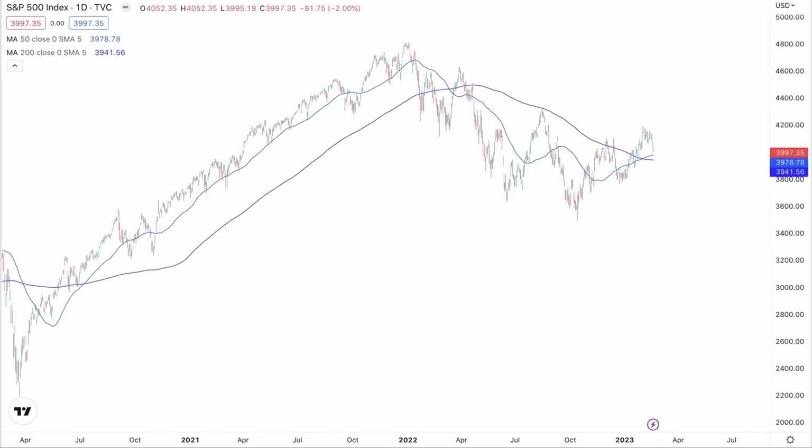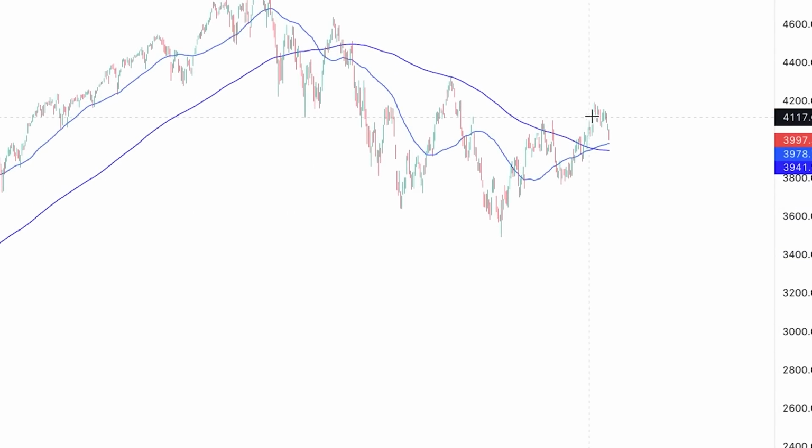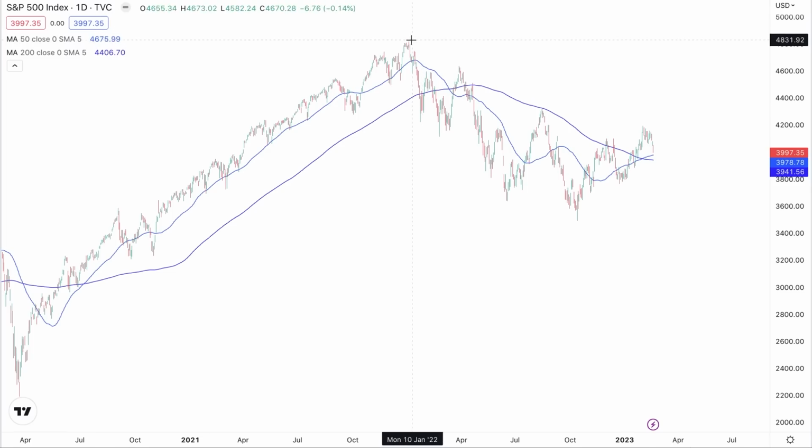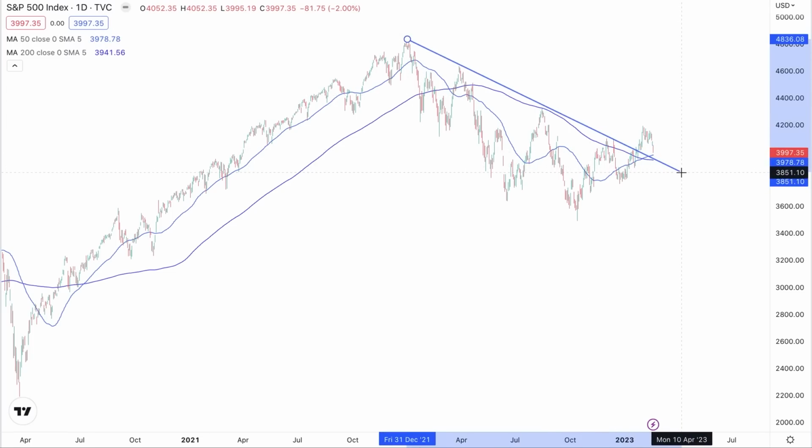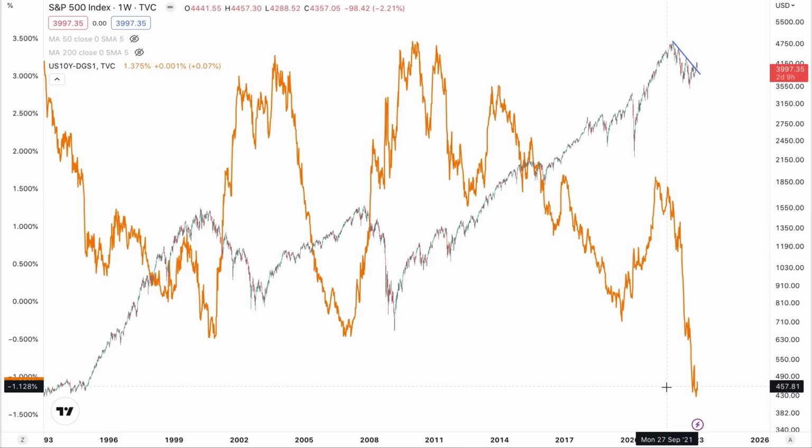So it seems like the SP 500 rally that we've had since October is turning around, losing momentum. Even though we did have a break above the trend line right here, it seems that the price is coming back down to retest these key moving averages at the 50 and 200-day moving average, something which shouldn't really be much of a surprise to us.